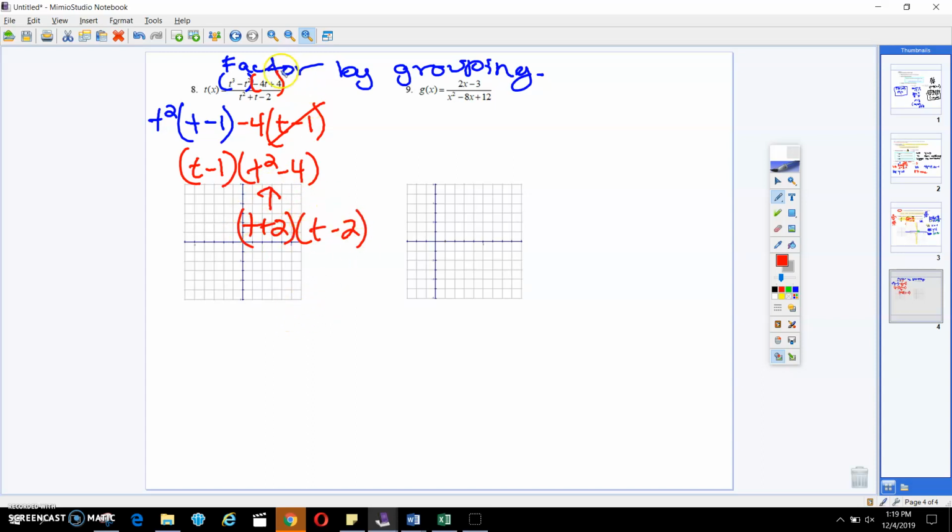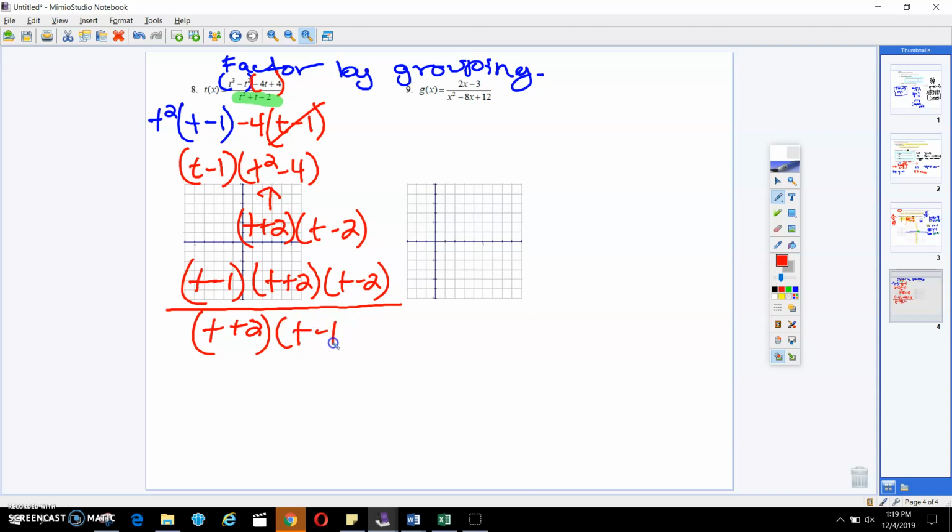Okay? So I can rewrite what's in the top as t minus 1 times t plus 2 times t minus 2. And that's just the numerator. What's in the denominator is we're going to factor this guy right here. So when we do that, we're going to get t plus 2 times t minus 1. So we factored what's in that denominator. And that's how we got this down here.